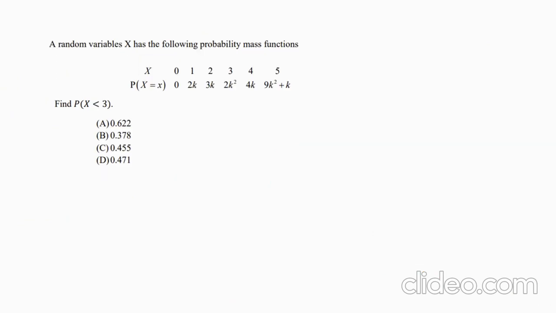Now we are given that a random variable x has the following mass function. So we have x as a random variable, its values are given and its probabilities are given, and we want to find the probability x less than 3. Does anybody know how to approach this problem? Firstly, we want to find what k is. So how do we find this k?